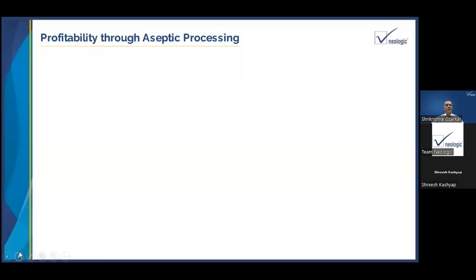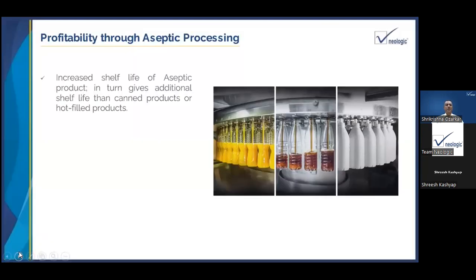So, of course, the first and foremost aspect of this is increased shelf life of the aseptic product, which gives in turn additional shelf life over canned products. So maybe my can has a shelf life of 6 months or 9 months, and then my aseptic product can have a shelf life of 1 year or maybe even 1.5 years, depending on what kind of product it is going to be. Another difference is that in my canning line or earlier line, it was hot filled. Now I'm going to fill it at room temperature. So it is actually a cold filled product.